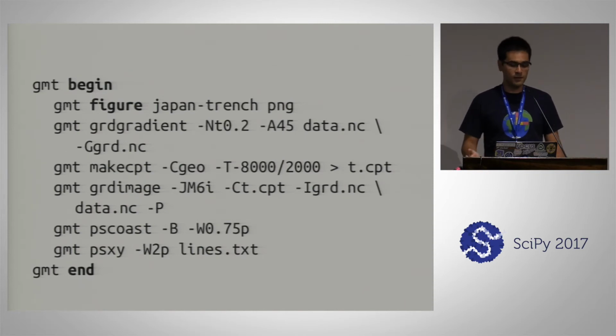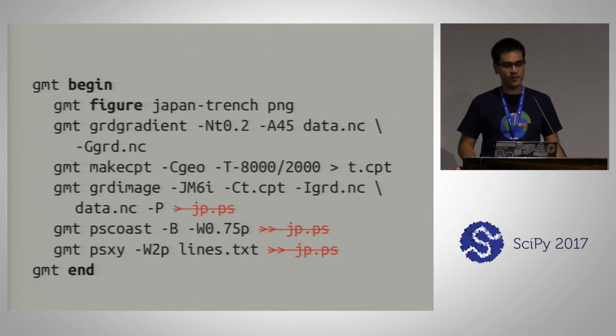So GRD gradient, make the color palette table, plot the image, plot the coastlines, and plot the profiles. One thing you'll also notice is that there is no PostScript redirection anymore. So this is all done by GMT under the hood. It works in a temporary directory, and it builds the PostScript in that temporary directory for you.